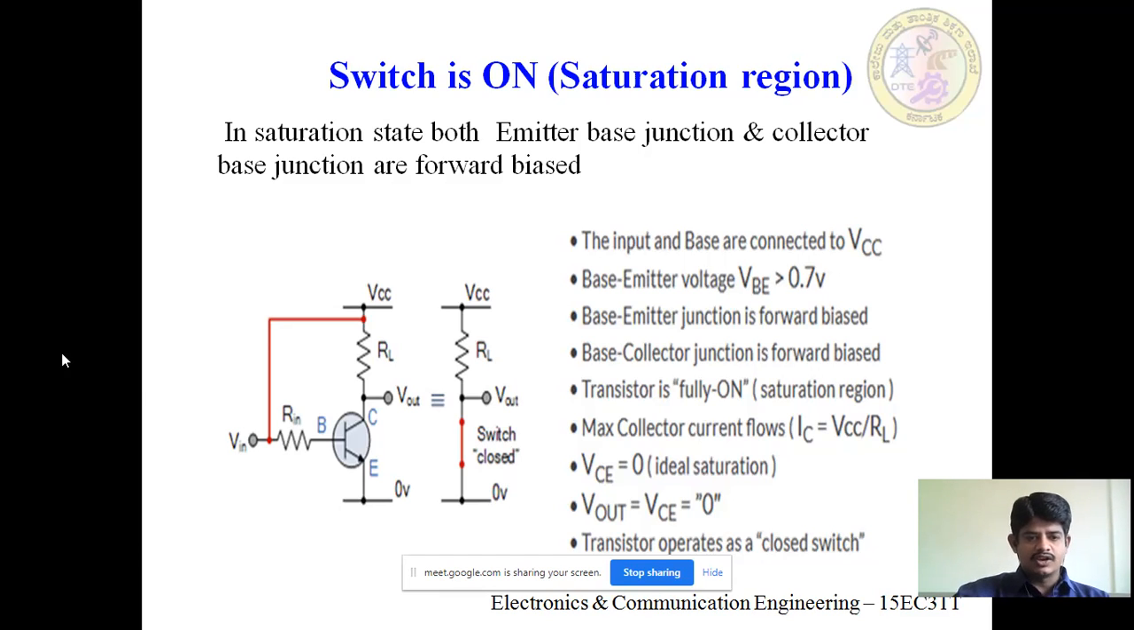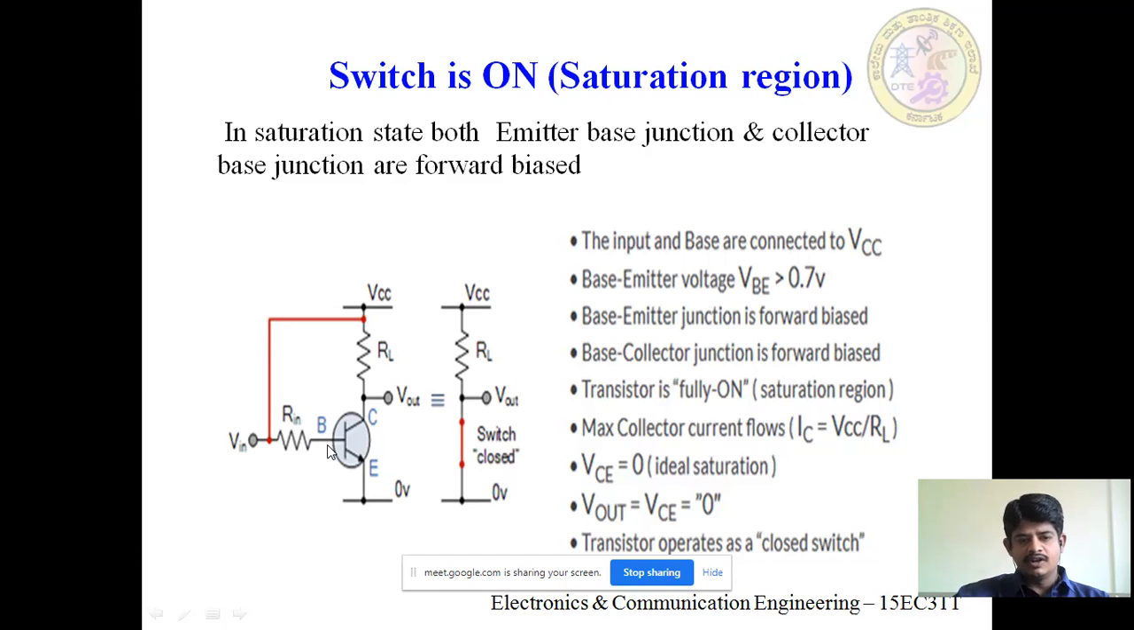Here I'm providing the base signal as the input. The input voltage is applied between the base and emitter. This voltage we call VBE, because in future we will be using terms like VBE voltage. What does VBE mean? Voltage between the base and emitter. And whenever the input voltage is applied, it becomes forward biased.